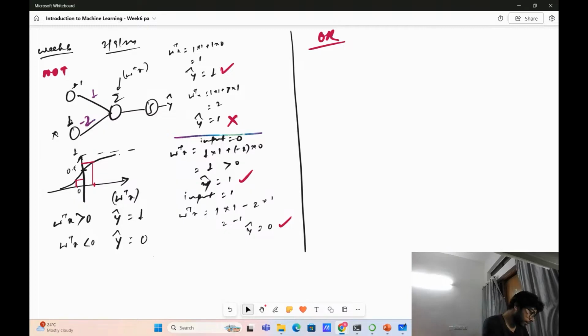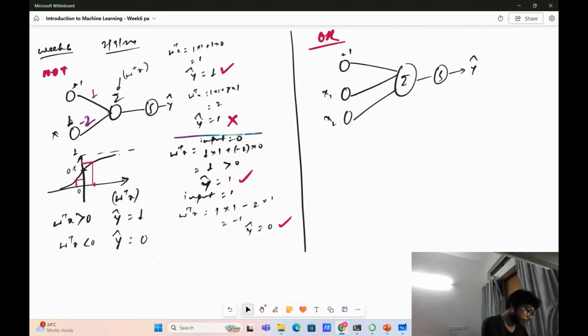Okay. So here we have two inputs and one bias. So x1 and x2. It goes into the summation function, then it goes into the sigmoid function, then it gets the output. Okay. So here we calculate the W transpose X.